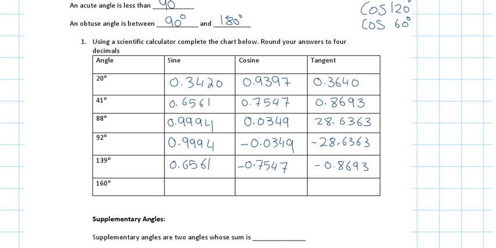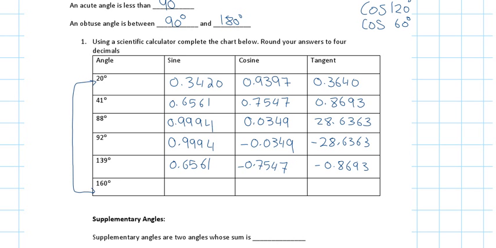The supplementary angles have the same numbers. Okay. So what do you think 160 is going to be if I'm not going to use a calculator right now? It's going to be the same answer as the 20 degrees. Why? What's 160 plus 20? 180. So they are supplementary angles, right?